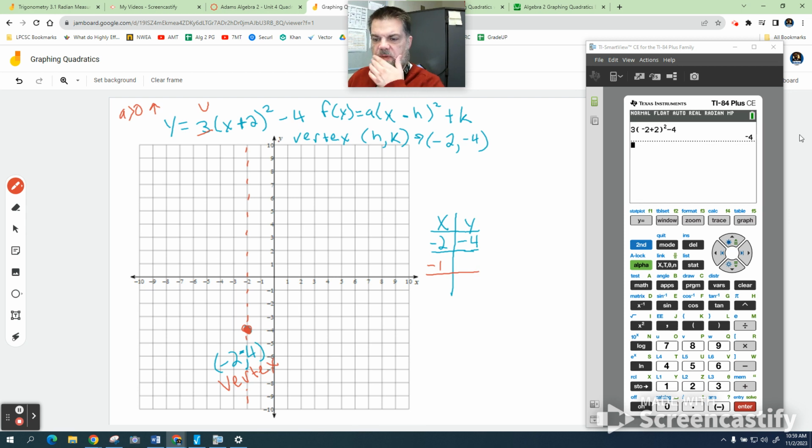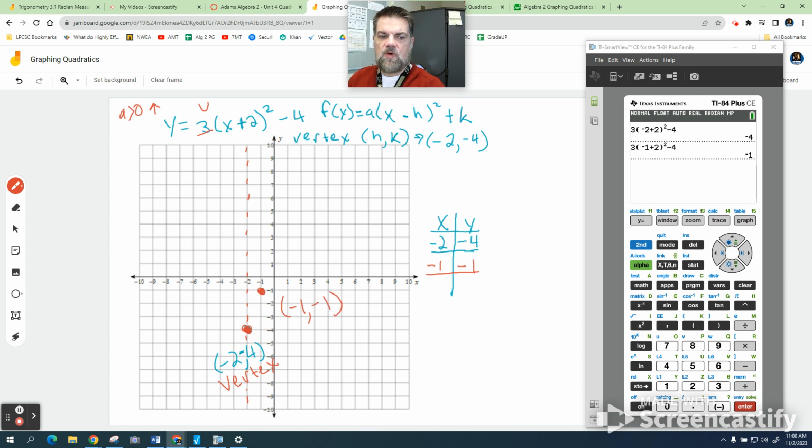So I plug that in my formula. I'm going to say 3 times the quantity, negative 1 plus 2, close parentheses, squared, minus 4. And so when I plug in negative 1 into the equation, it spits out negative 1. So this point right here exists on the curve: negative 1, comma, negative 1.